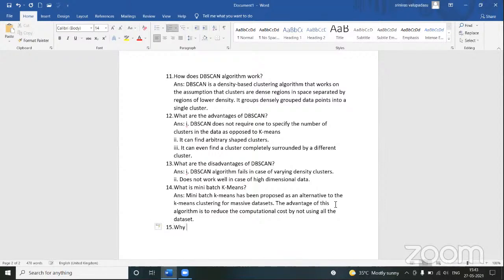Now our question is, why is GMM better than K-means? K-means only considers the mean to update the centroid, while GMM takes into account the mean as well as the variance of the data. So in K-means we consider the mean; here we consider the variance also. That's why GMM is better than K-means. GMM is nothing but Gaussian mixture models.